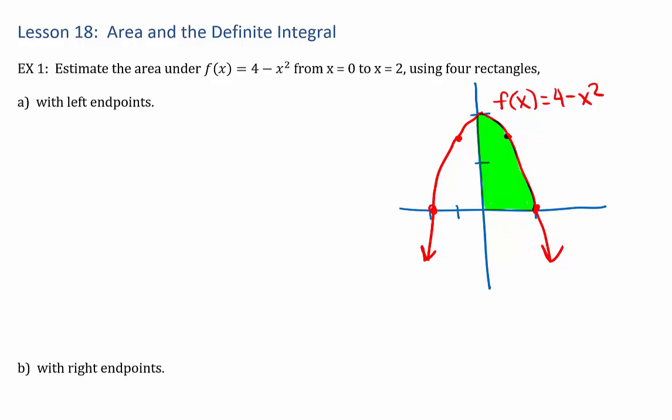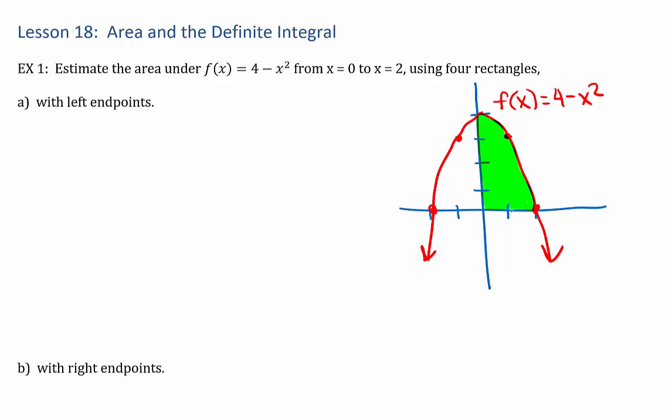It's a parabola because of the x squared. It opens down because of the negative, and it's been shifted up 4 units. In this problem, our goal is to find the area under that curve, between the x-axis and that curve, from x equals 0 to x equals 2. And so I've shaded that region in green.